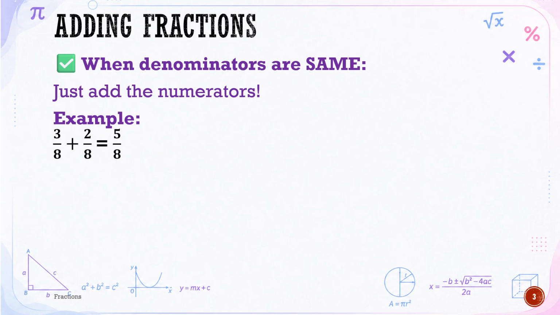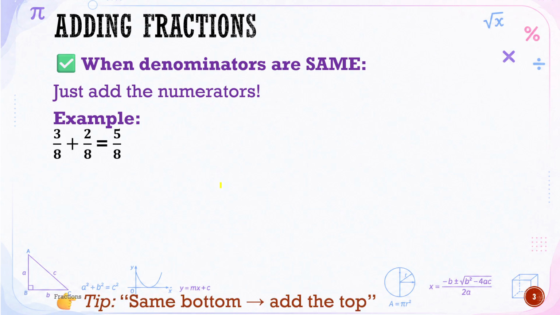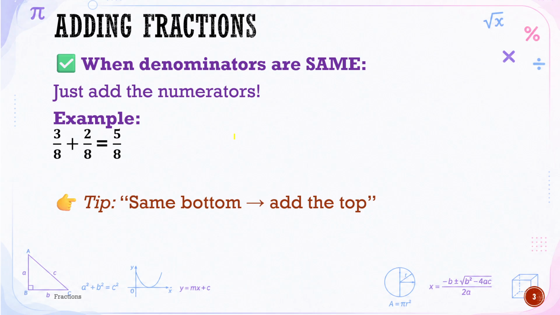For example, here you have 3 by 8 adding 2 by 8 to it, right? So as the denominators are same, both the fractions are having denominator as 8. This makes it easy just to add up the numerators, that is 3 and 2, and you'll get your final answer as 5 by 8, right? So when the denominators are same, you just have to add the numerator.